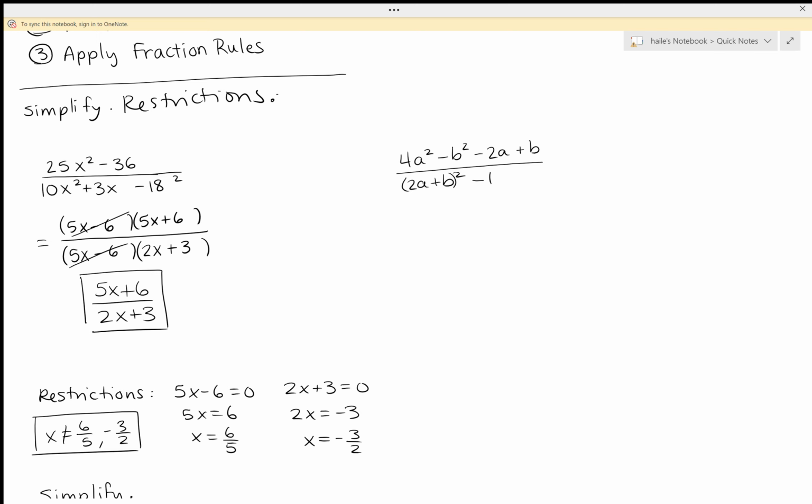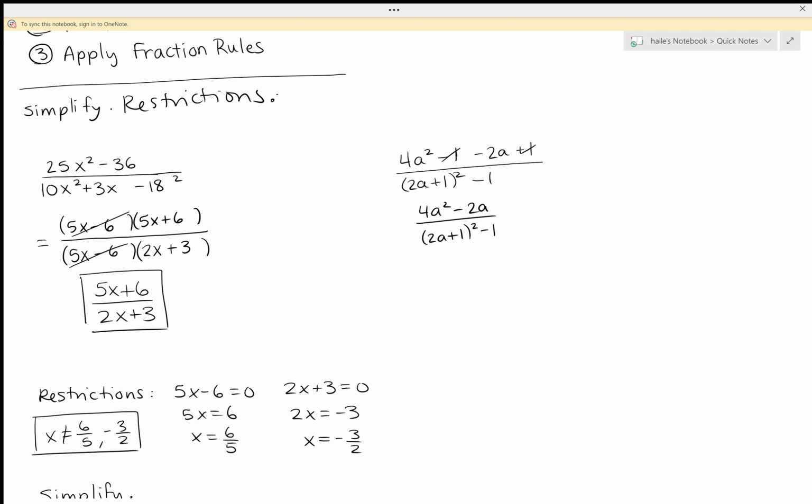All right, in this next example, I should probably get rid of the b's as well because I won't be able to do the restrictions with that. So let's write it like this. Okay, so this one is a little bit tricky because of the way it's written, but maybe I can combine these like terms on the top first. So the negative 1 and the positive 1 will cancel out, and so I have 4a squared minus 2a over 2a plus 1 squared minus 1.